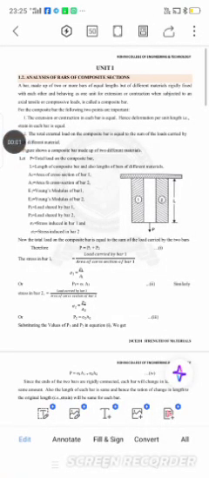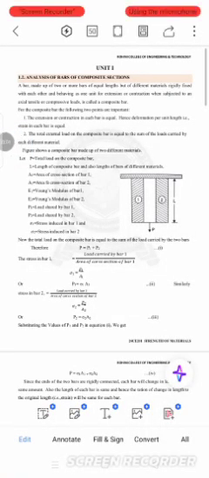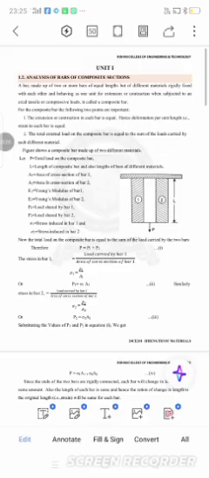Dear colleagues, the second part of the first unit is analysis of bars of composite sections. A bar made up of two or more bars of equal length but of different materials, rigidly fixed with each other and behaving as one unit for extension or contraction when subjected to axial tensile or compressive loads, is called a composite bar.